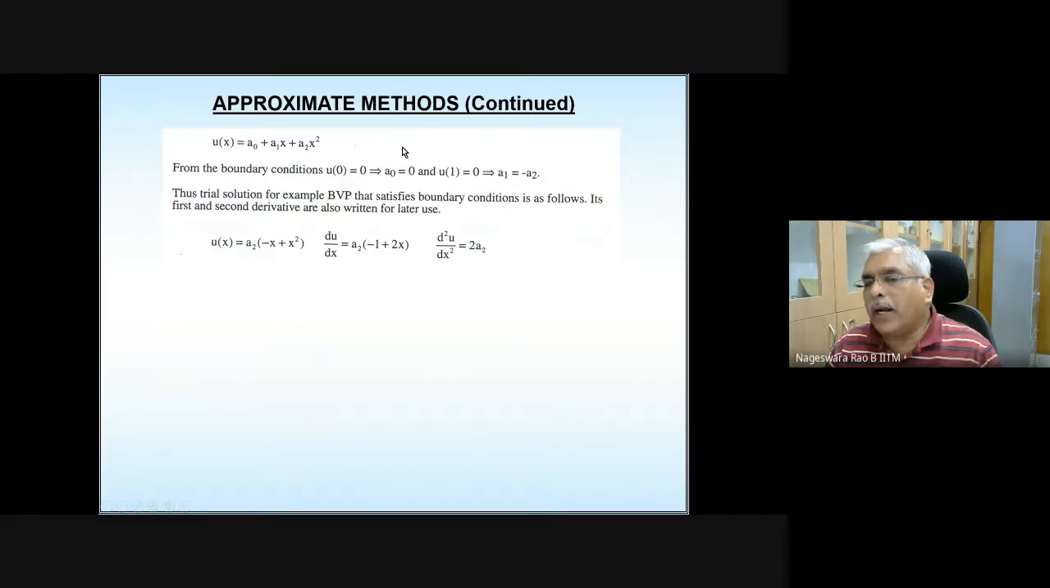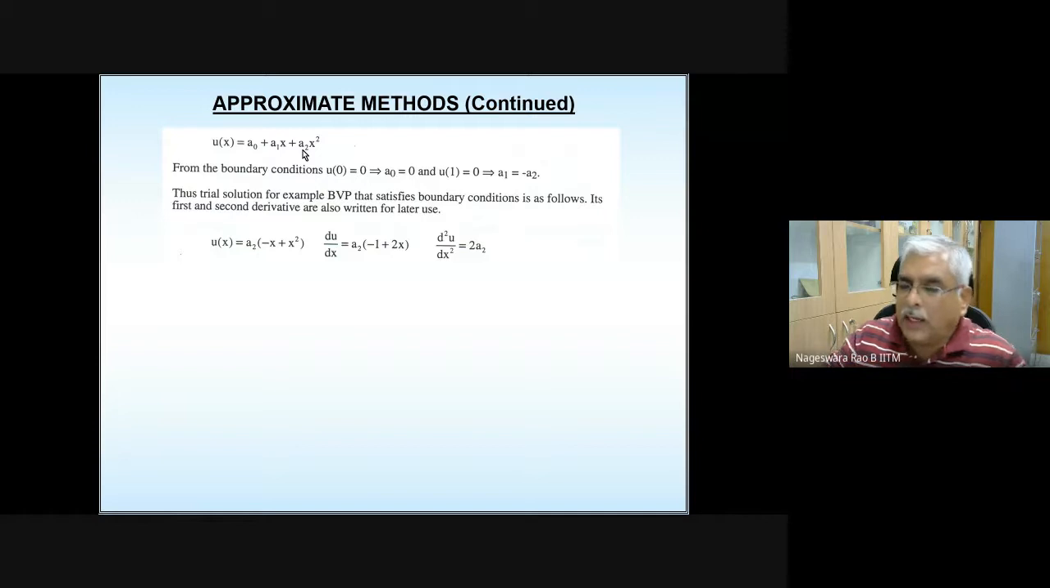You cannot go for a higher order term ignoring the lower order terms. You cannot skip the sequence in Pascal's triangle. You go back and see what Pascal's triangle is. If you want to select a higher order polynomial, you need to include all the terms of the lower order polynomials. Anyway, this is the starting point. So assuming a quadratic trial solution: what is the quadratic trial solution? A0 plus A1x plus A2x square.